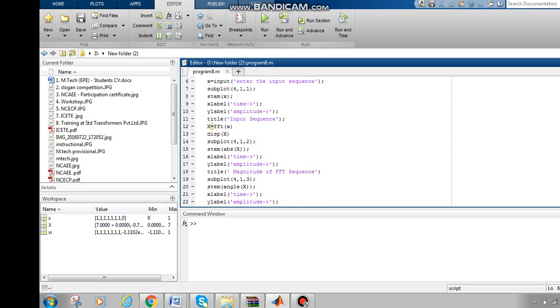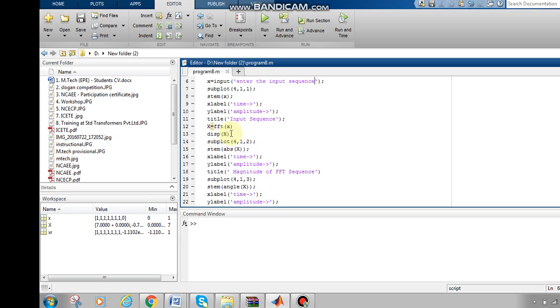Next, I have to perform the FFT. Since in MATLAB FFT is an inbuilt function, by default it will perform the operation. So X is equal to fft of x. See the difference here: this X and this x should be different. One I have denoted as capital X and the other as small x. Next, I want to display this X answer.